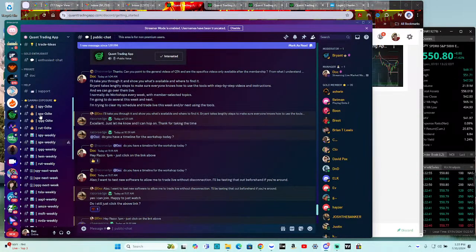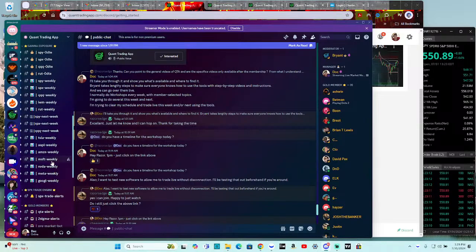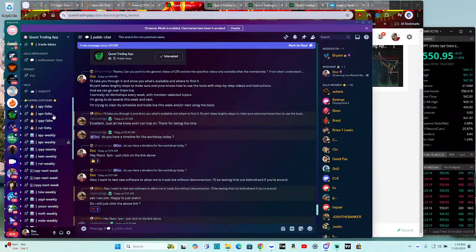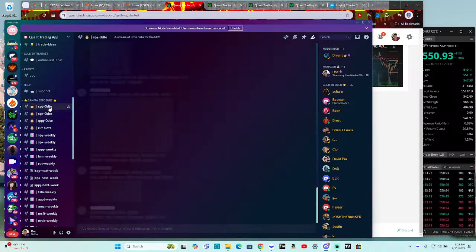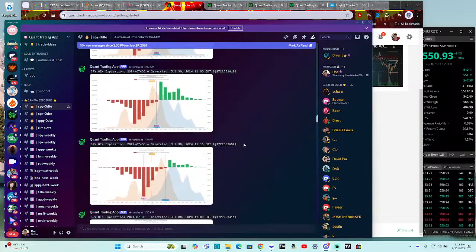Once you're in, you're going to have this open for you, gamma exposure. We'll have the 0 DTEs. These are the expirations that are expiring today and the GEX that's associated with them. And then the weeklies: we've got the SPY, the SPX, the QQQ, the Russell. The same thing with the weeklies. And then we also have the top 7: Tesla, Apple, Amazon, Microsoft, NVIDIA, Meta, and Google. These are the weeklies.